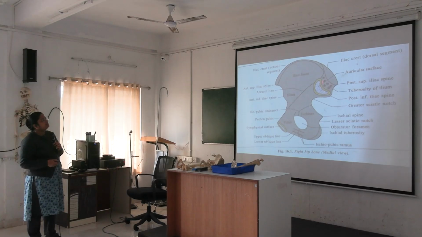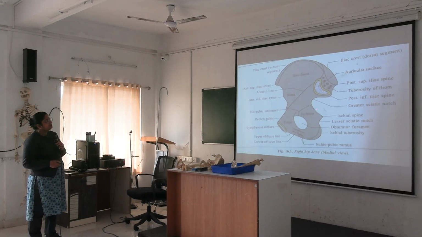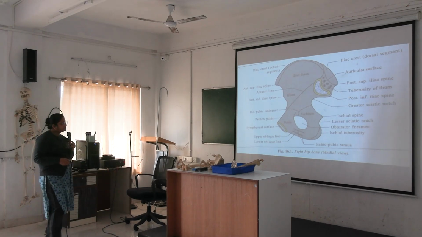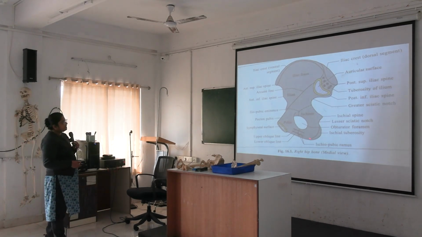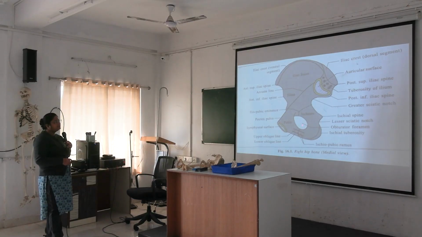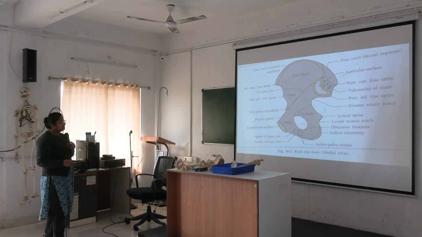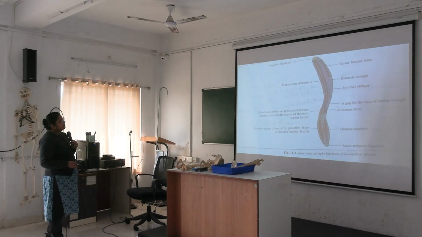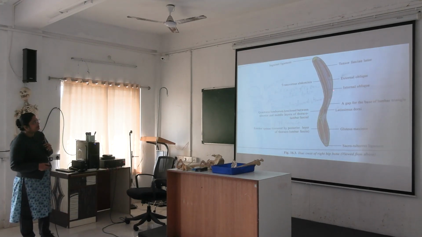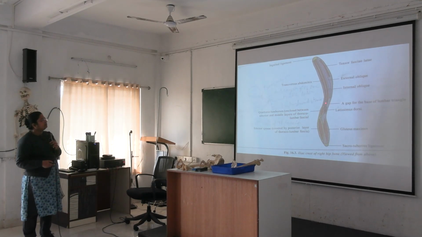And here is the ischial tuberosity, articular surface. All these we have discussed already. This prominence is known as the iliopubic eminence. The lines have been shown. The lines are dividing this part into three parts: upper, middle, lower. We have discussed the muscle attachments. Okay, iliac crest.